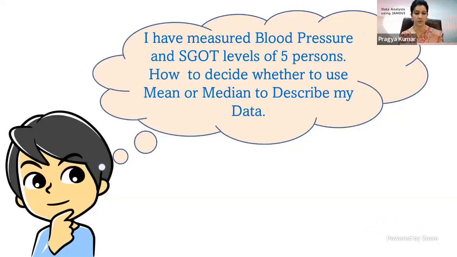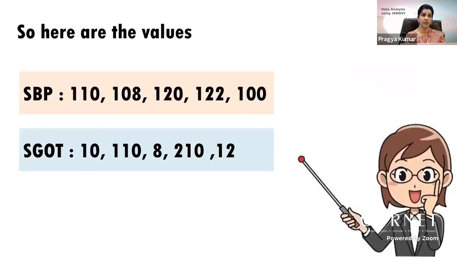normality of the data. So how to do that? Basically, if you have measured the blood pressure or the SGOT of 5%, and then you have to decide whether you should use mean or median, you have to describe your data. So there are two values here. You can see the SBP, the individual values are ranging from 110, 8, 20, 22, and 100. And the other is 10, 110, 8, 210, and 12.